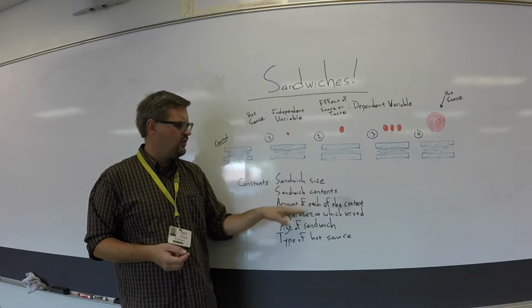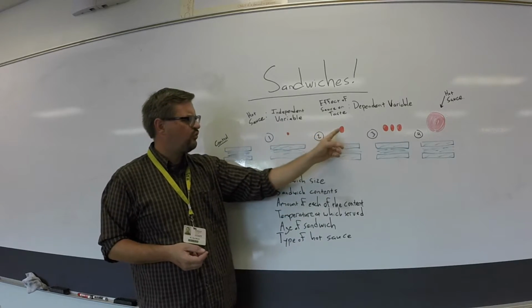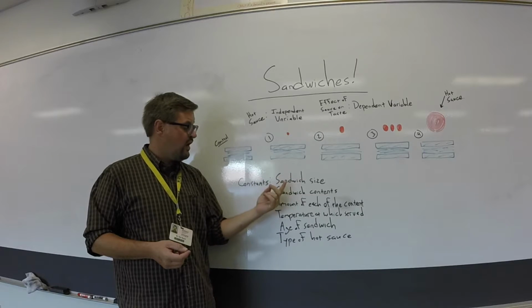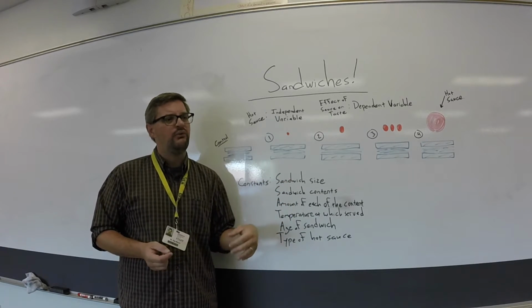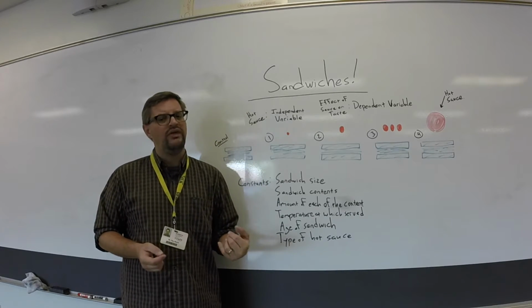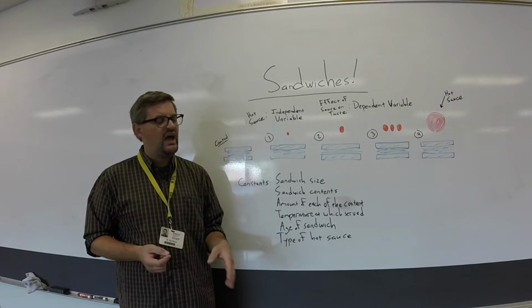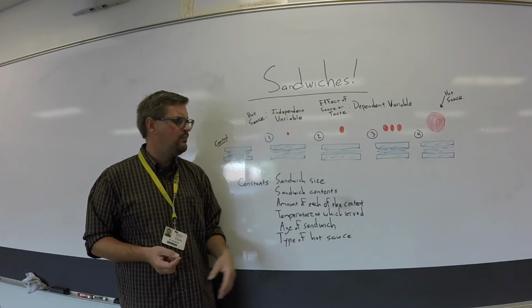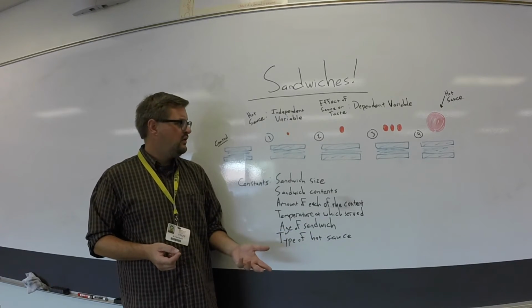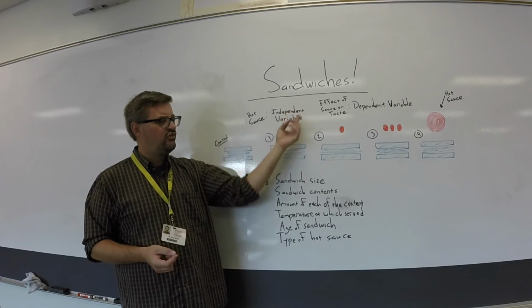If I were to vary any of these, the hot sauce would need to remain constant, and then I would vary one of these things, and that would have to be an additional experiment. We would call that an extension, and that would add on to our knowledge of what happens here. So that's basic experimental design, a simple example using sandwiches.